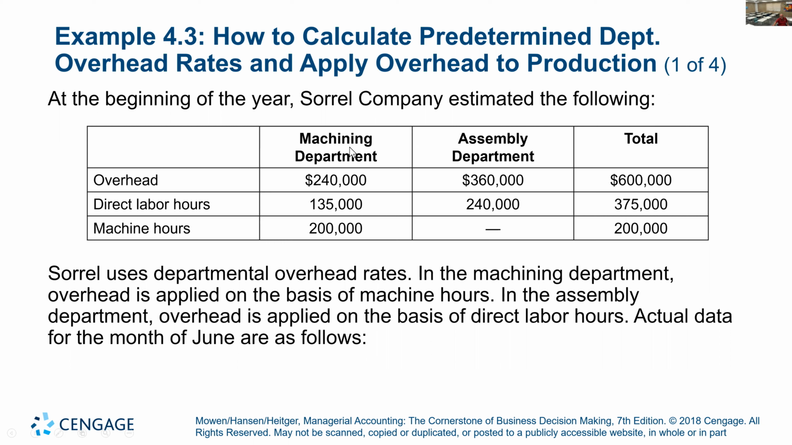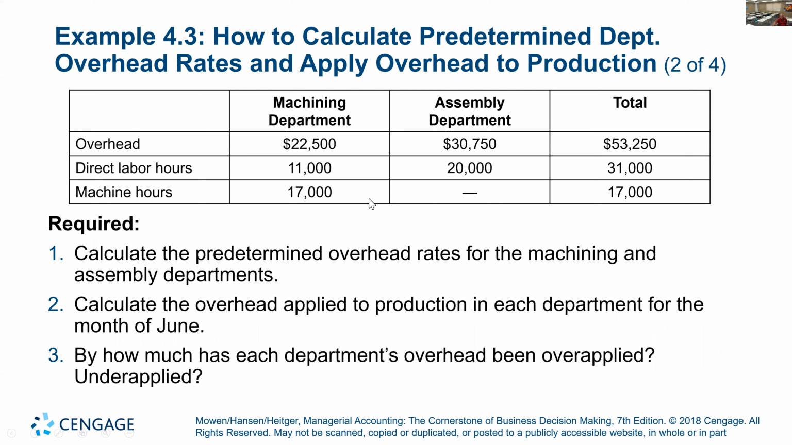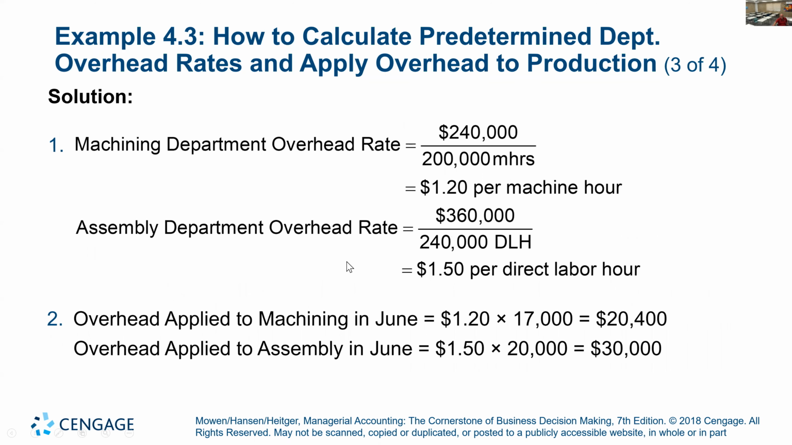So here we have estimates for the machining and assembling departments. We have direct labor hours in both, and we only have machine hours in the machining department. We use departmental overhead rates, and the machining department is applied on the basis of machine hours. So to find that, calculate the predetermined overhead rates.